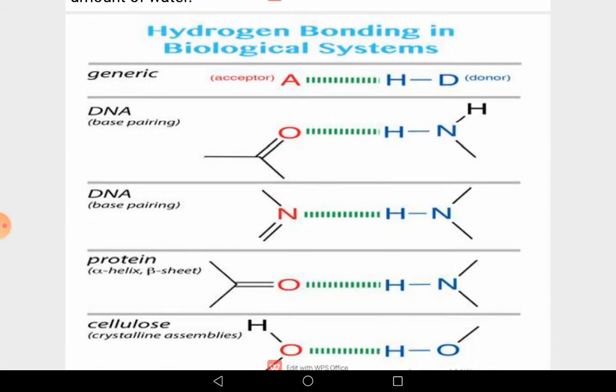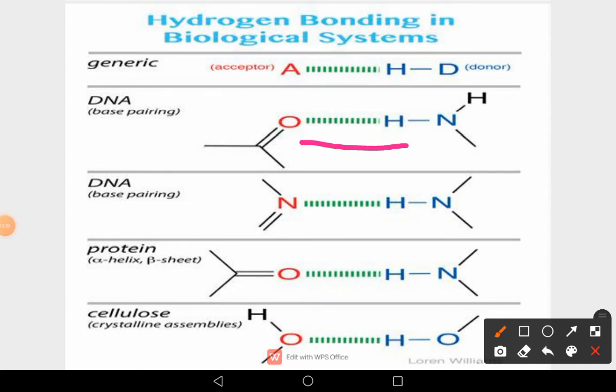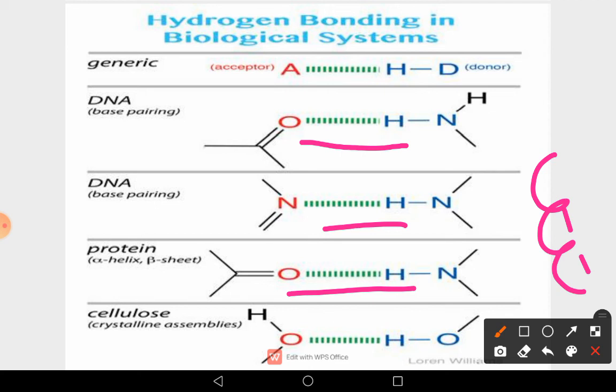So this is the last part, some important hydrogen bonds in biological systems. So we have one acceptor and we have a donor. In the case of nucleic acids, these are the important hydrogen bonds that stabilize the helix. In the case of proteins as well, the secondary structures, or the tertiary structures, are stabilized by these hydrogen bonds. And in DNA base pairs, the nitrogen base adenine pairs with thymine with two hydrogen bonds. Even the helix is stabilized by the hydrogen bonds.